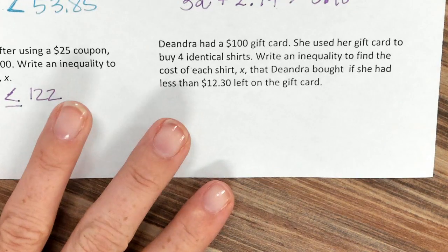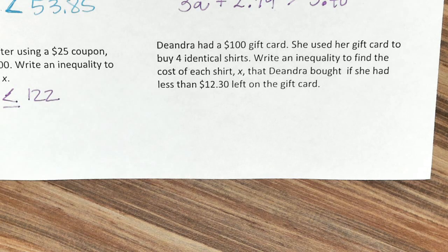All right, last one. This one's interesting. This one's very different. Deandra had a $100 gift card. She used her gift card to buy 4 shirts. They're identical. Write an inequality to find the cost of each shirt that she bought if she had less than $12.30 left on her gift card. Which one of those is going to get the variable? The 4, 100% the 4. Why? Because she's buying 4 of them. She has 1 gift card. That's how much money she starts with.